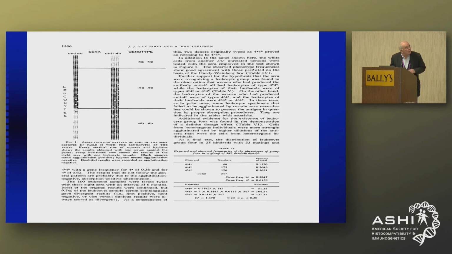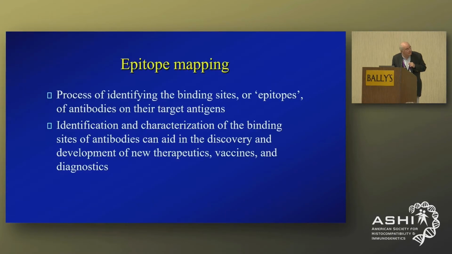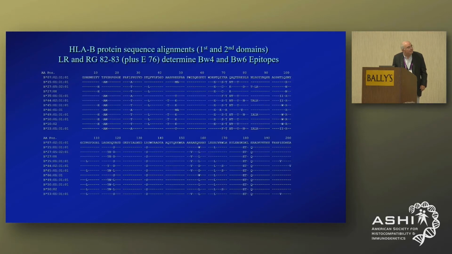I would like to go to the manuscript by Rood and van Leeuwen. This is 1962, if I'm not wrong, where they did cluster analysis and defined for A and for B a diallelic system, and actually that's our current Bw4, Bw6. At those times, they didn't have sequences as references, but they were able to do epitope mapping, and they named them based on the distribution. Many years later, we came to see, for example, that residues 82, 83 define Bw4, Bw6.